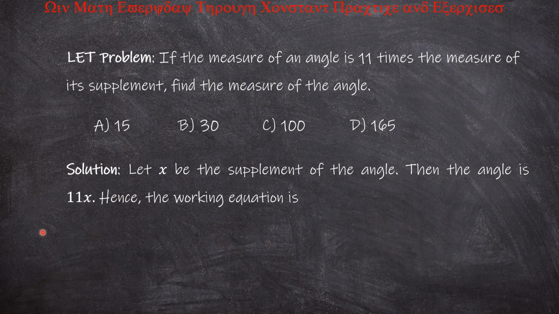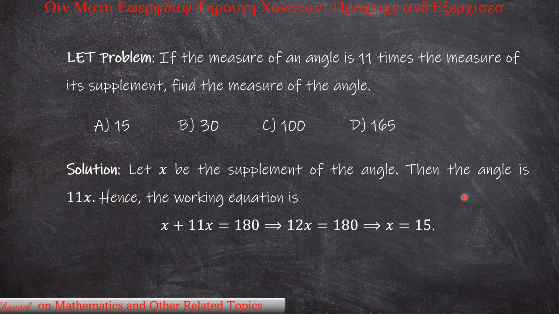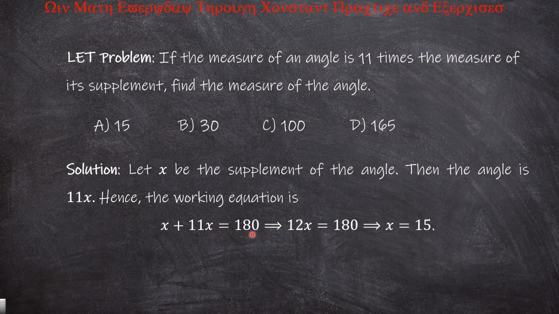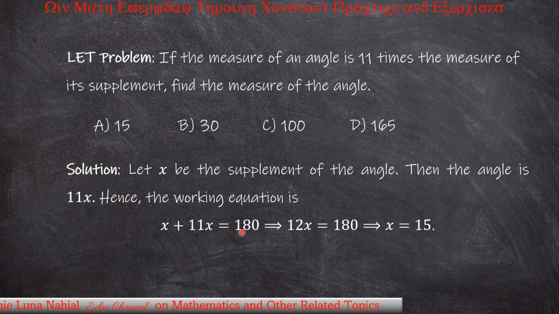Then the angle is 11x. Hence, the working equation is x plus 11x equals 180. Why do we have this working equation? That is because supplementary angles are two adjacent angles whose sum is equal to 180 degrees. So this is our working equation.